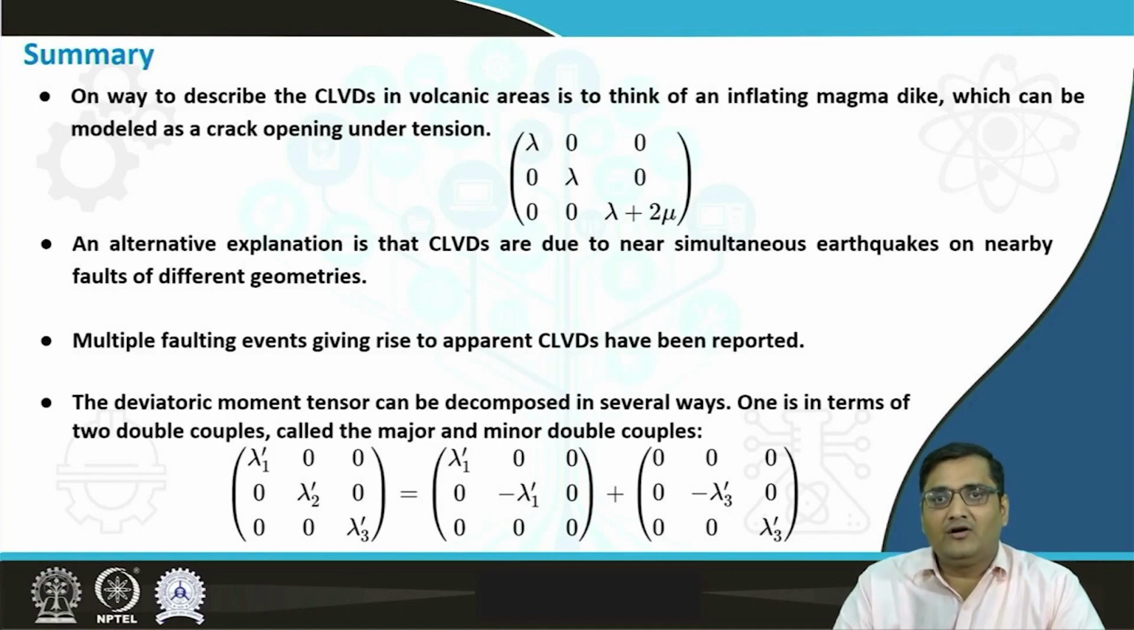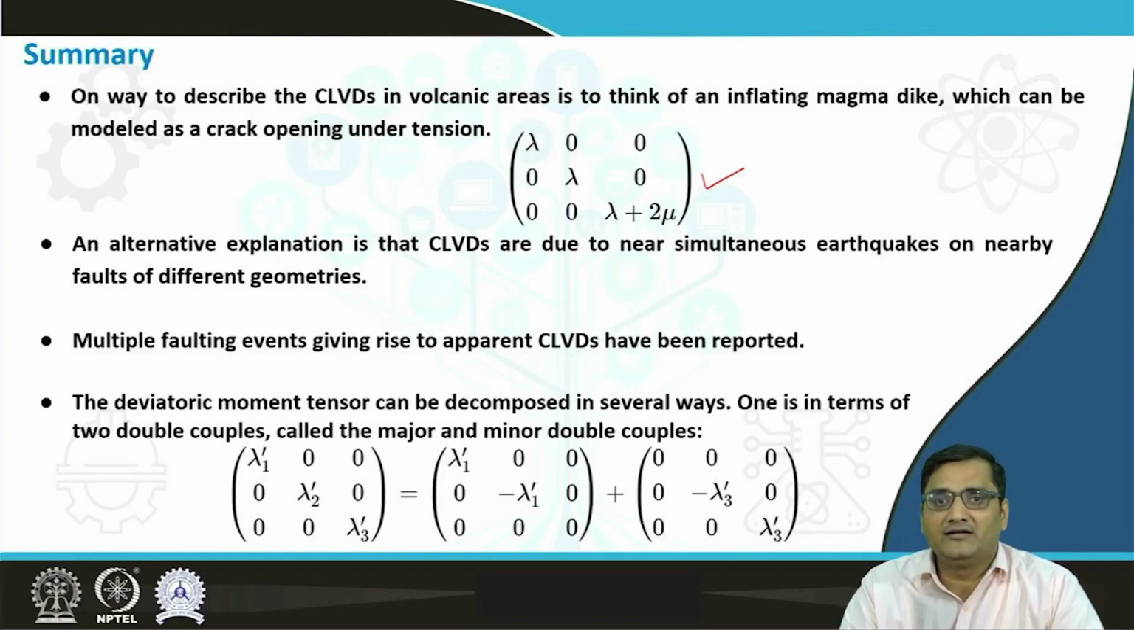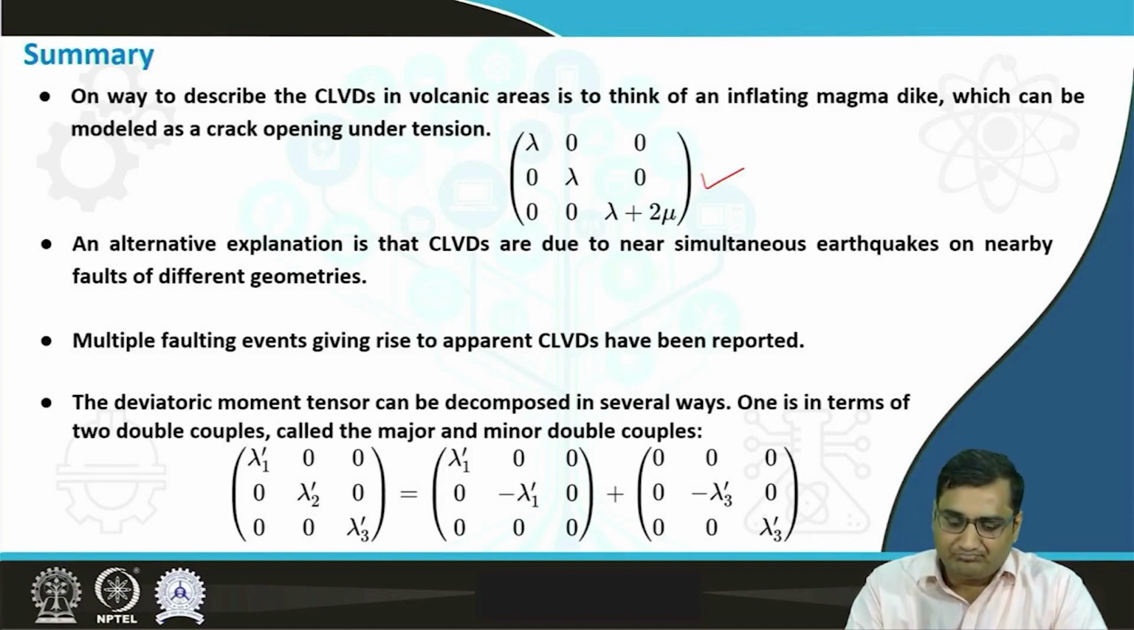The mechanism of the CLVDs can be described in two ways. One is for volcanic areas, where the magma is inflating in the form of a dike and can be modeled as a crack opening under tension. So this can be modeled as something like this. An alternative explanation is that if there are two nearby faults and two earthquakes happen simultaneously, then it can be represented by a CLVD. Multiple faulting events can also give rise to apparent CLVDs, as has been reported by many authors and scientists.